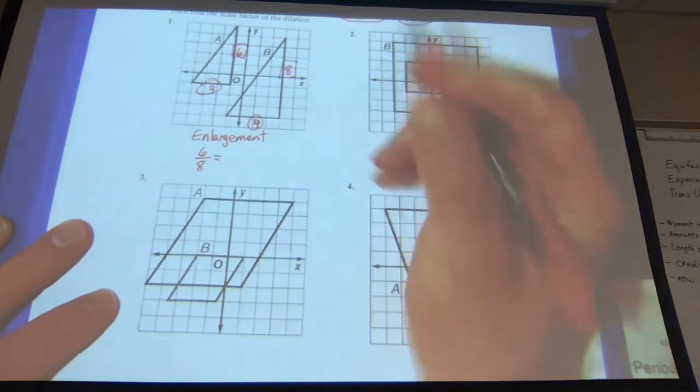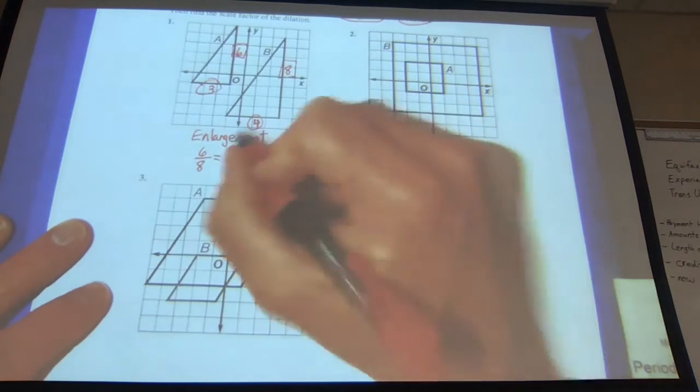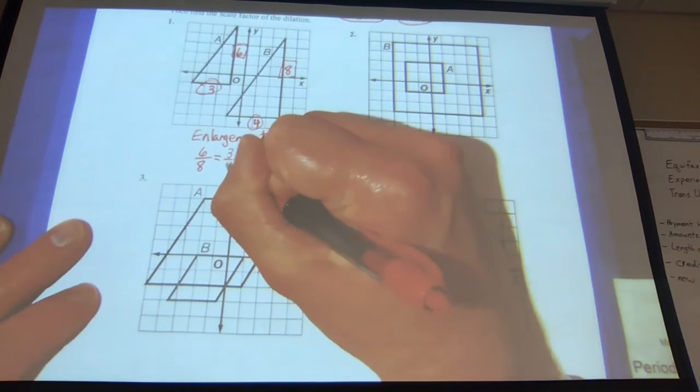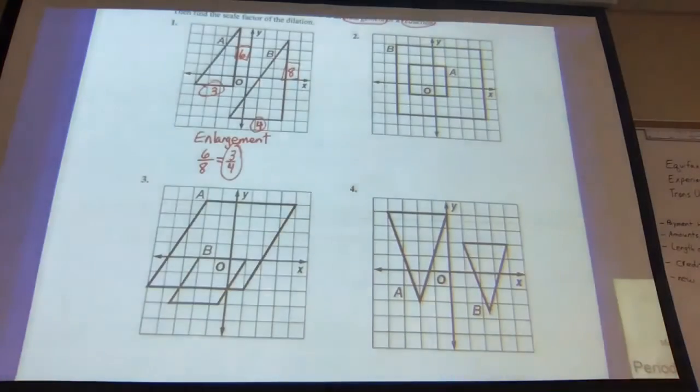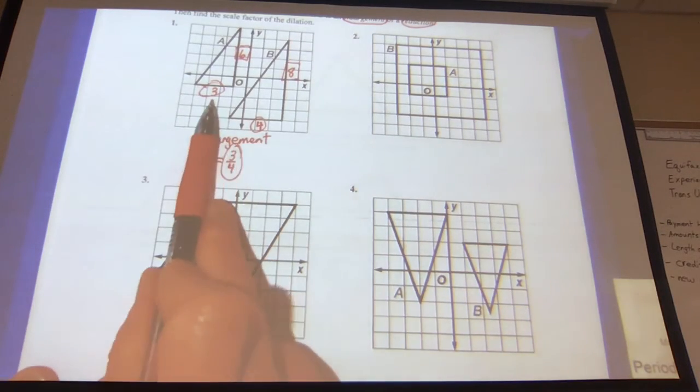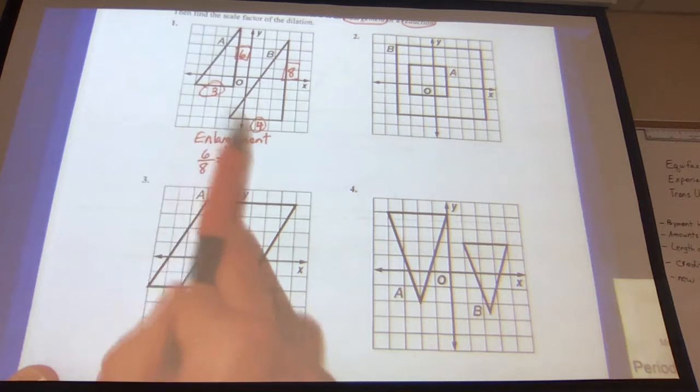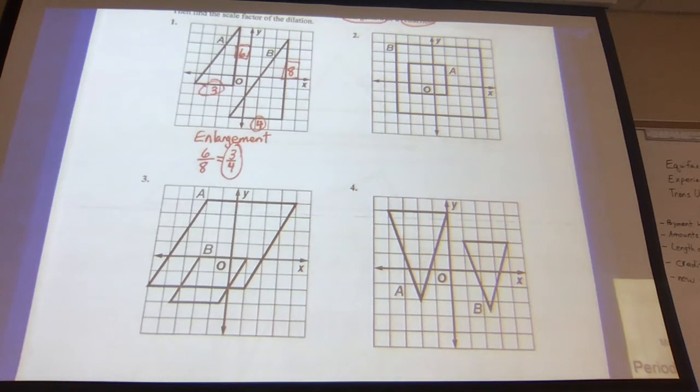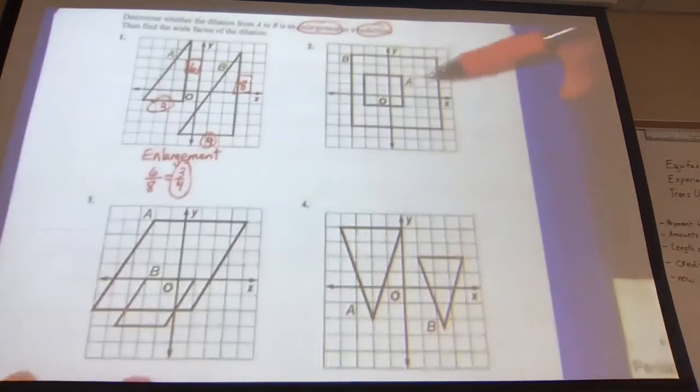And then you always want to put that in lowest terms. 6 and 8, you divide those by 2, gives you 3 to 4. Scale factor would be 3 to 4. That's the exact same scale factor you would get if you pick the bottom 2 sides. You get 3 to 4 there. So it doesn't matter which set of sides you pick. You just need to pick one set of corresponding sides.